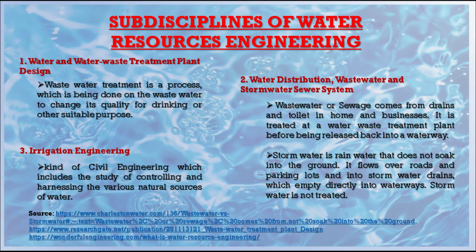Third is irrigation engineering. It is a kind of civil engineering which includes the study of controlling and harnessing the various natural sources of water. So, yung irrigation engineering, ito yung isang klase ng civil engineering na pinag-aaralan kung paano makontrol and paano ma-harness yung iba't ibang natural sources ng tubig or natural sources of water.